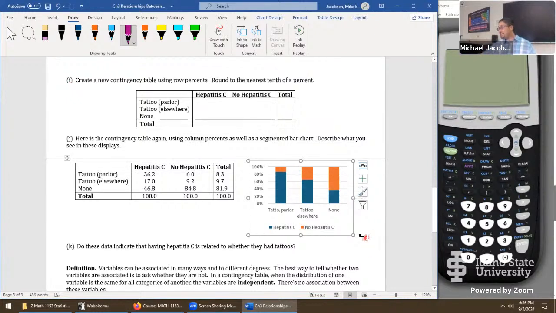Absolutely. So if you get tattooed in the parlor, you might have a higher chance of getting it. Well, actually, looking at that again, no hepatitis C is very large, so it's the highest chance and then it just goes down, just like you said. Absolutely. So that shows it is a relationship.